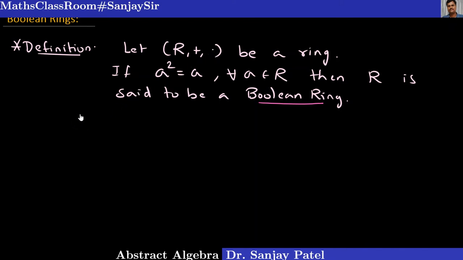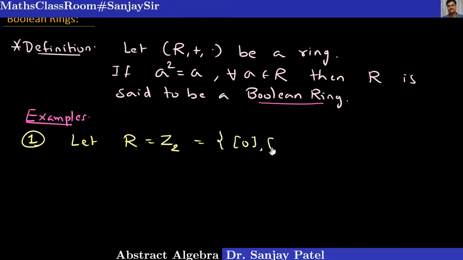Okay. Let us take some examples of Boolean ring. I may not prove everything in detail, but just show you which rings are Boolean rings. The simplest example: let R is equal to Z2, that means the set of residue classes modulo 2. So it has only 2 elements. Then Z2, plus 2, dot 2 is a ring, we know, and this is a Boolean ring.